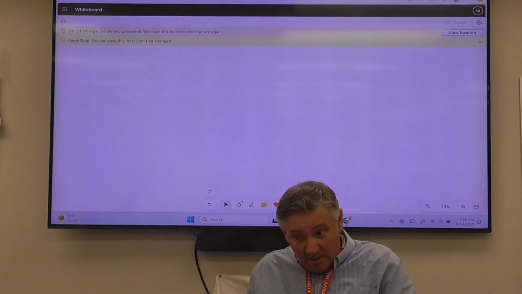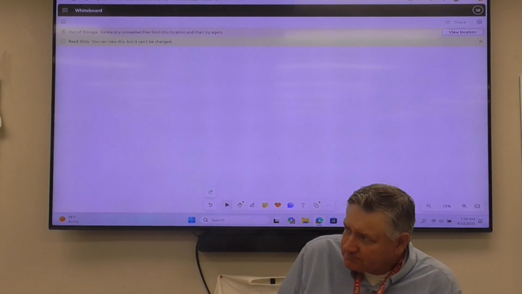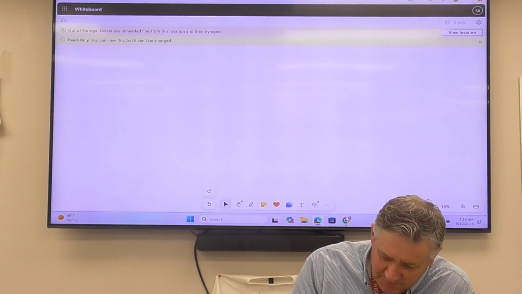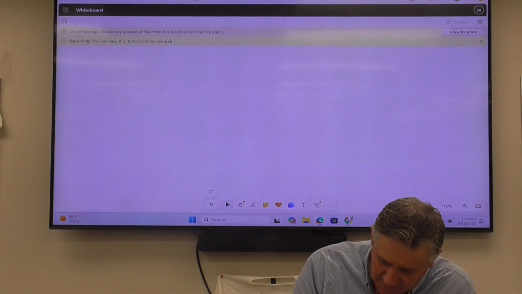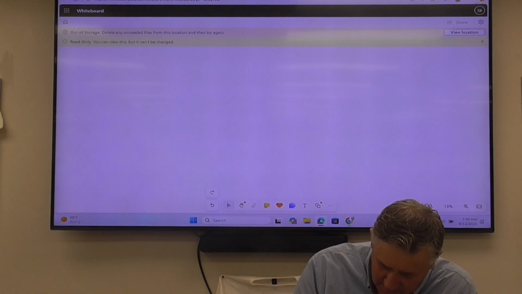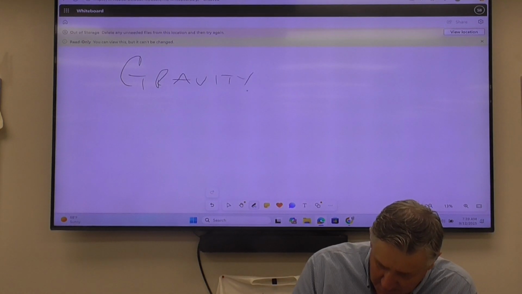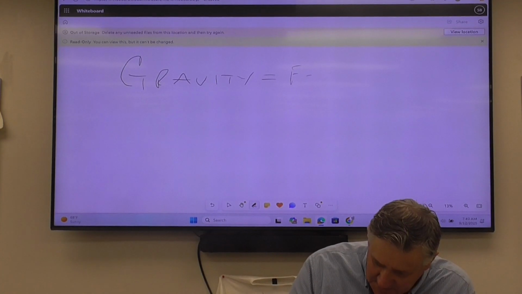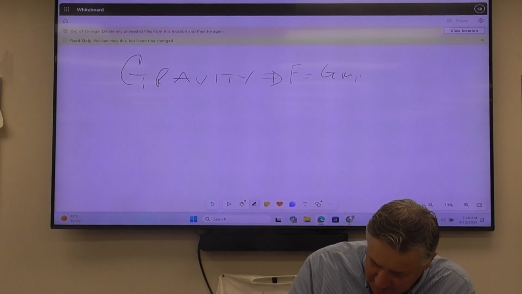Okay, so here's where we're at. You've got four fundamental forces. You've got gravity, which is going to be part of the lab today, and magnetism. So there are two ways you can calculate the gravitational attraction between two objects.